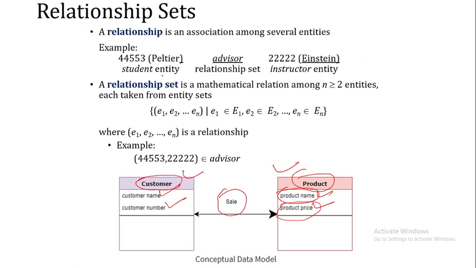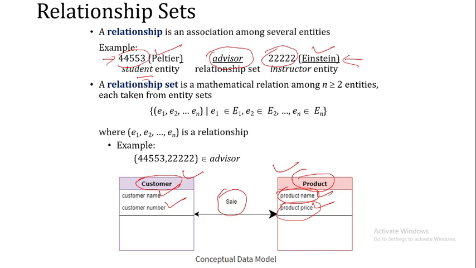Now let's take an example of this one. This is a student entity, and this is an instructor entity, and this particular student Peltier is taking advice from Einstein. So this Einstein has one ID and this student has another ID. They are associated with a relationship that is called advisor.